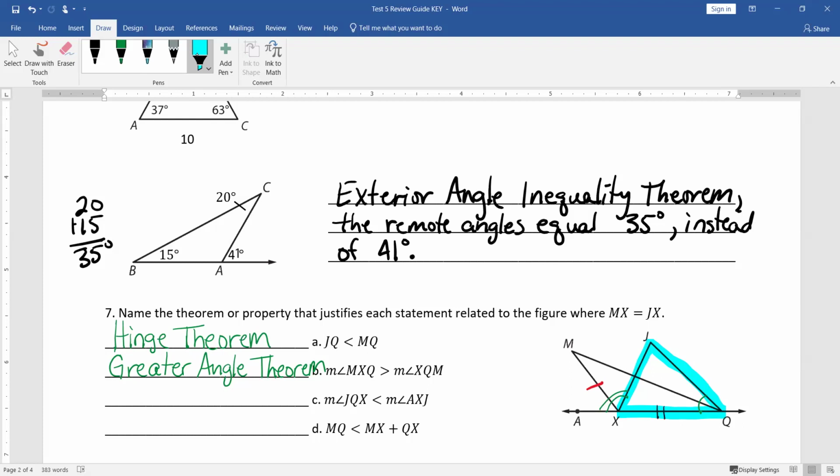All right, let me get this switched over. So it fit. Y'all might be able to see. Exterior angle inequality theorem.